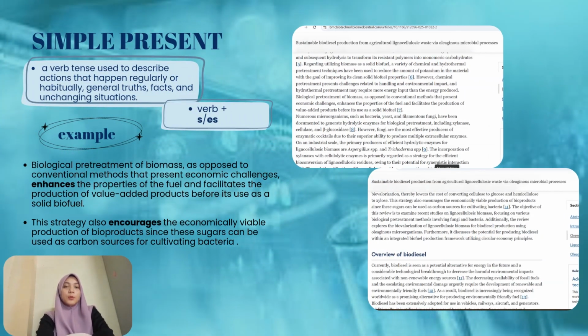Moving on to simple present tense. The simple present tense is used to describe action that happen regularly, general truths, facts, unchanged, or permanent situation. For example, biotechnology enhances field properties.